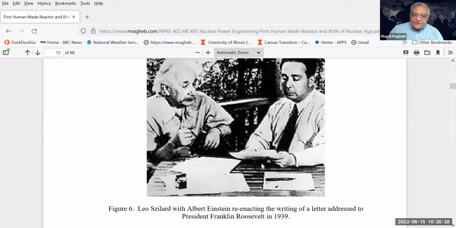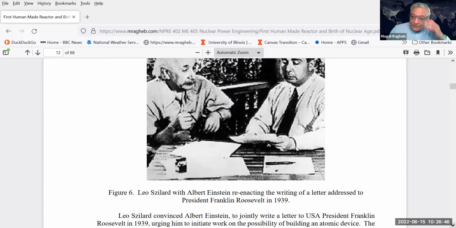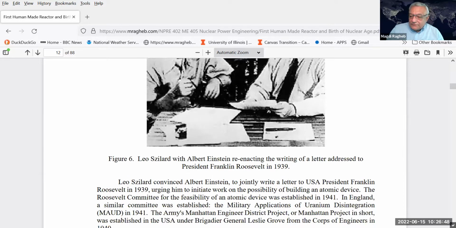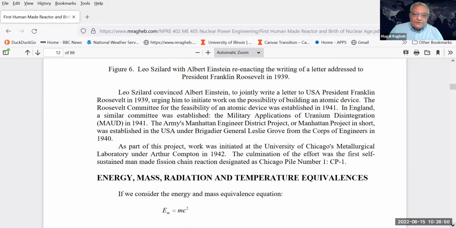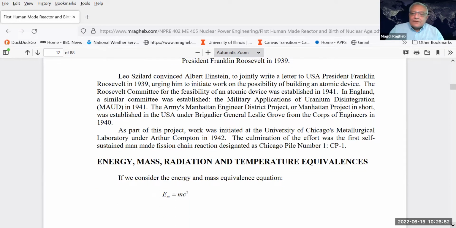They're reenacting that process here. They sent it to, at the time, here in the United States, President Franklin Roosevelt in 1939. And they basically suggested that Germany, with the discovery of fission, could end up producing a weapon that is of great concern to the other European powers. As a result, President Franklin Roosevelt started a committee.